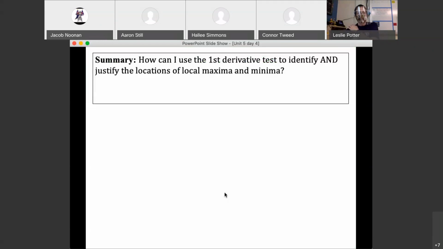Okay, then a summary. How can I use the first derivative test to identify and justify the locations for minima and maxima? You follow that first derivative test procedure. I'm asking you always to do a review sheet at the end of the unit. You might want to start your review sheet sooner rather than later. This is a long unit, and we've got 3 days' worth of stuff that is certainly good to put on, but this would definitely be something you might want to have on your review sheet.